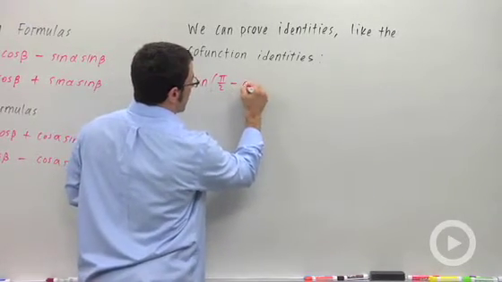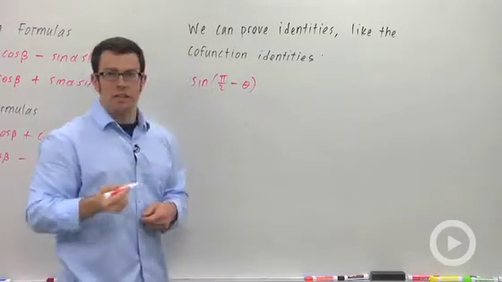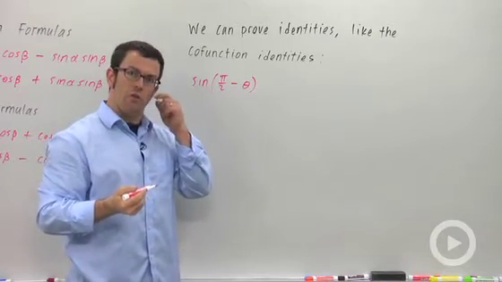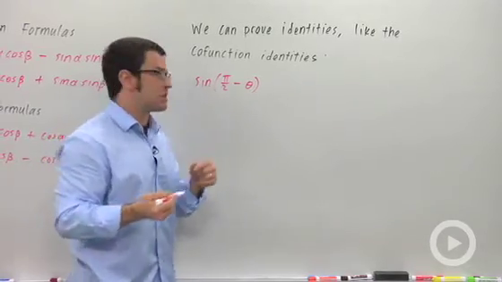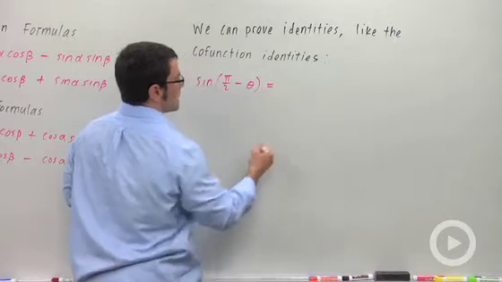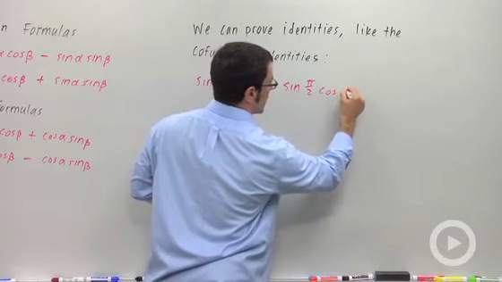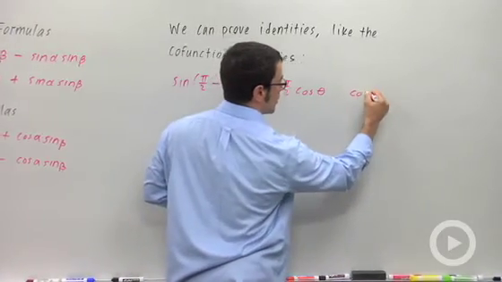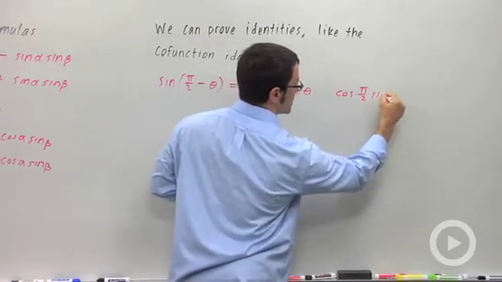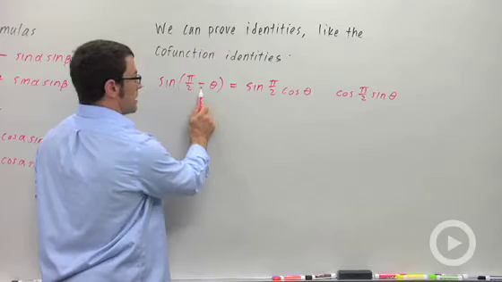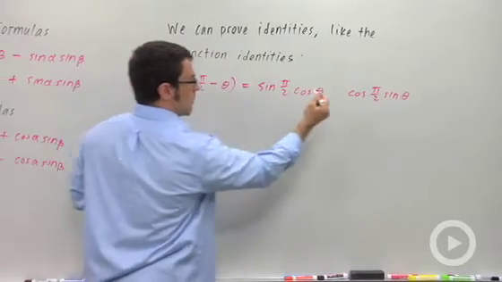So the sine of pi over 2 minus theta, this is going to give us a cofunction identity. Let's use the sine of a difference formula. It's sine cosine, sine pi over 2, cosine theta, cosine sine, cosine pi over 2, sine theta. And because it's minus and sine stays the same, we have a minus.